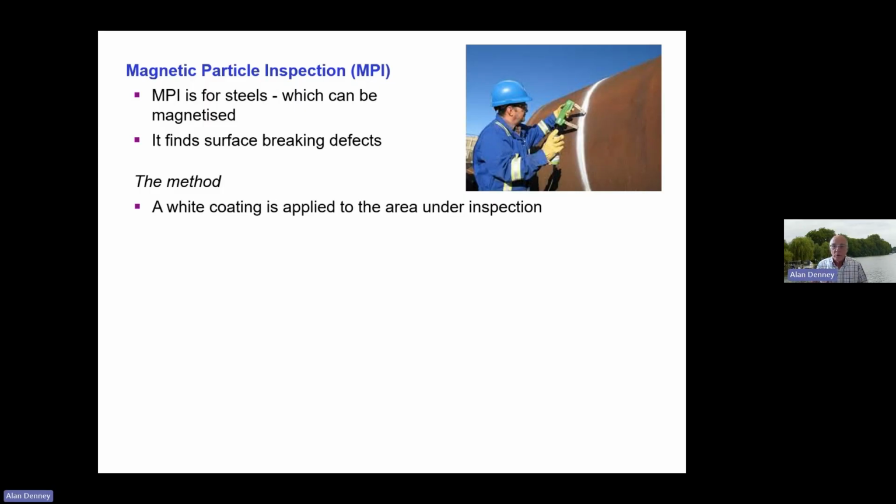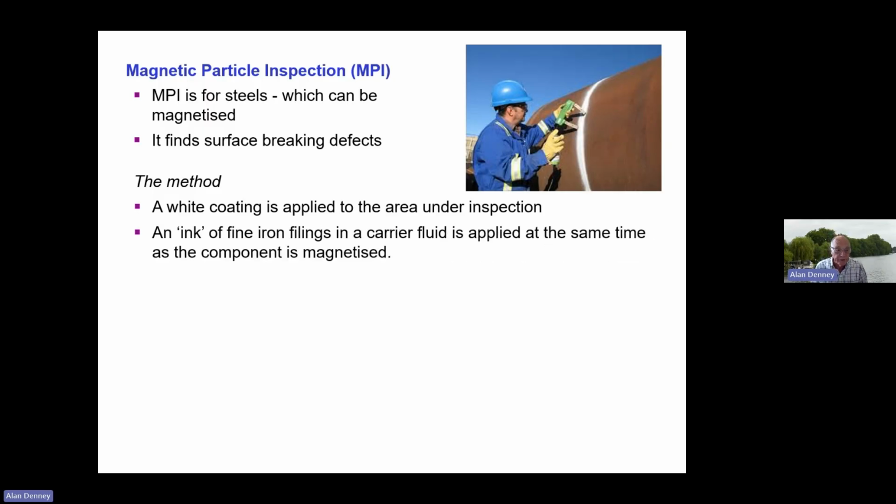So what's the method? Well, the method is, first of all, you put a white coating on the piece of steel and it's applied to the area which is under inspection. And in this case, it's a circumferential weld in a pipe. So that's why it's only in that band. That's the band where the weld is. And then you spray on an ink of fine iron filings in a carrier fluid.